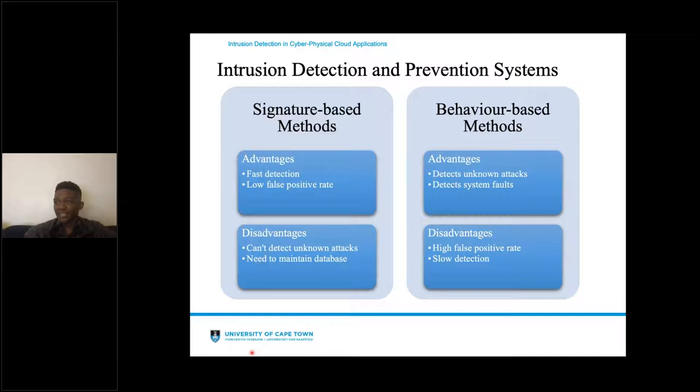The advantage of this is that it's very fast detection, because all you're doing is comparing what is being done to the attack signature. If you're seeing that, it's flagged. This also has a very low false positive rate for that very reason. A disadvantage is that it cannot detect unknown attacks, and as we know, attacks are evolving all the time.